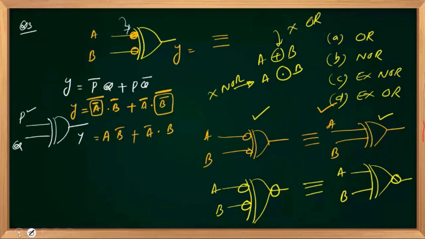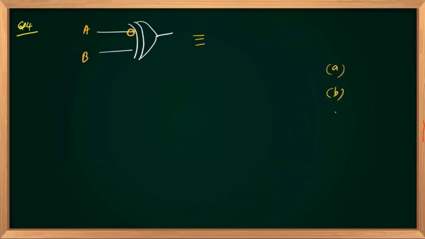Right. Okay. So question number 4. In question number 4, I'm taking my XOR gate, okay, and cleverly I'm placing a bubble at the upper input only, and this is equivalent to, you will have 4 different options: XOR, XNOR, or NOR. What is your answer?